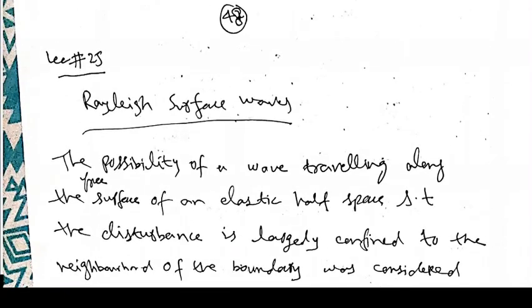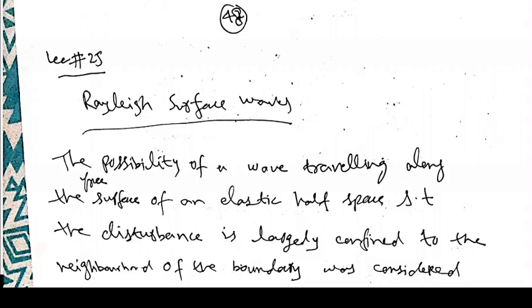This is lecture number 25. Up to now we have discussed reflection and refraction of waves from the surface of a half space, and from the surface of two joined half spaces. Now we shall move on, and we will discuss Rayleigh surface waves.